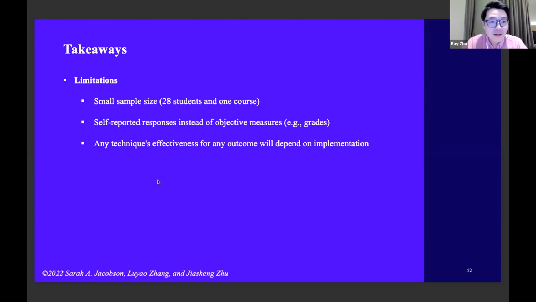But even though these limitations exist, we still believe that our research has already provided some insights into understanding active learning and its effectiveness, and it could provide some helpful advice for instructors to design their economics course by borrowing some ideas from our research.